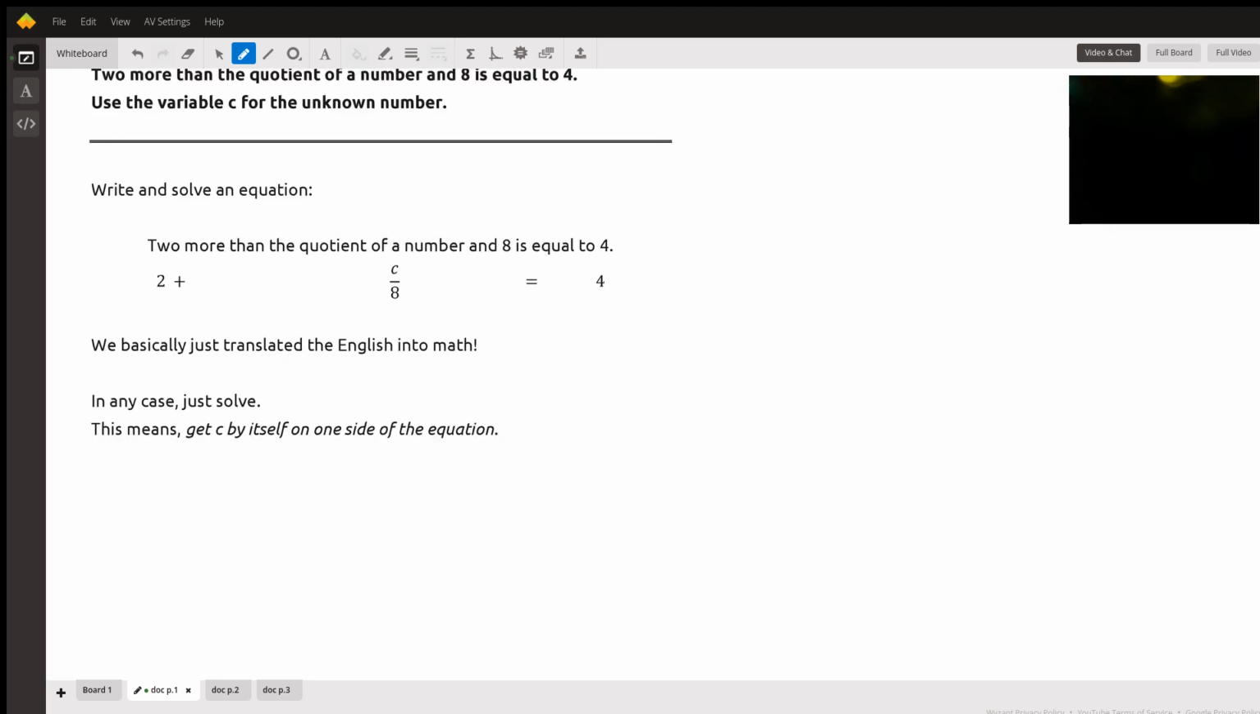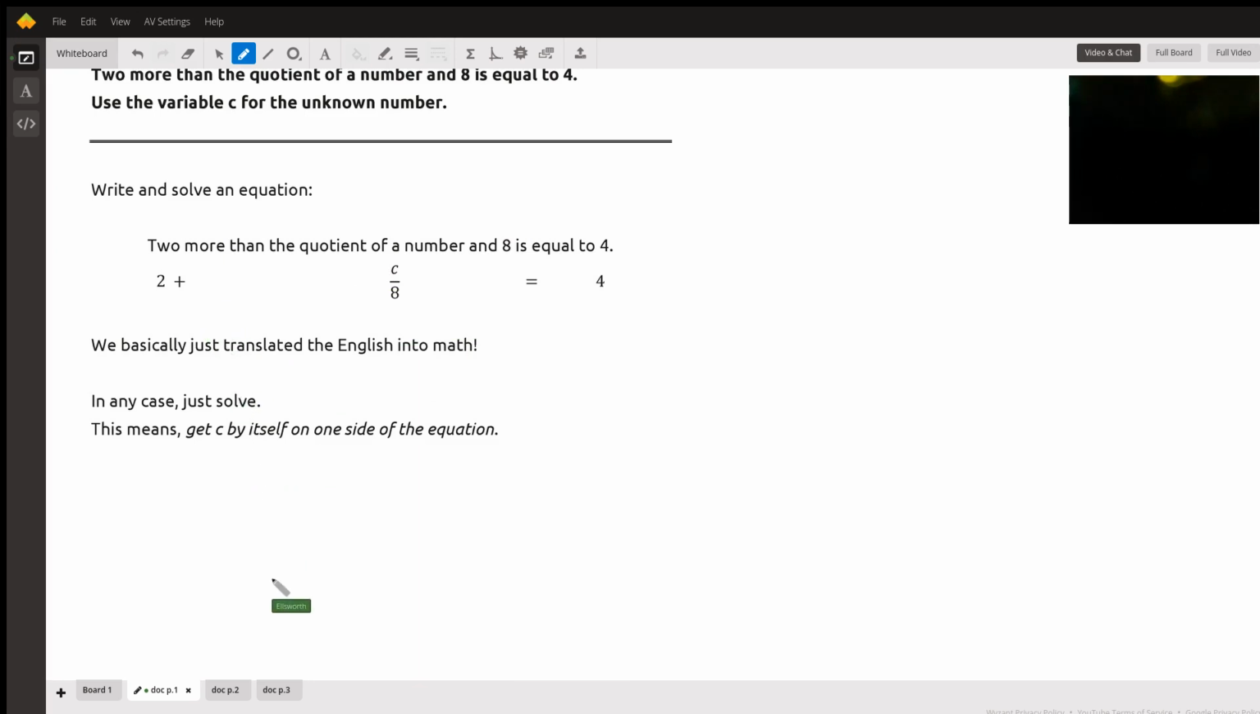Now we solve it. I emphasize over and over in algebra, the goal of solving an equation means do whatever you need to do to get the variable by itself on one side of the equation. That means undoing everything else. So our goal is to get this C by itself.